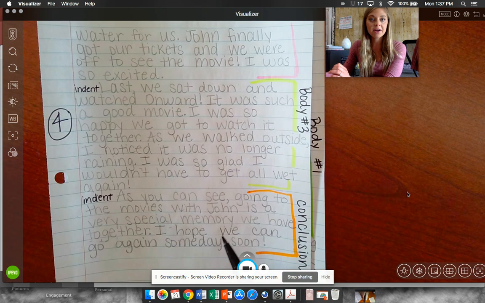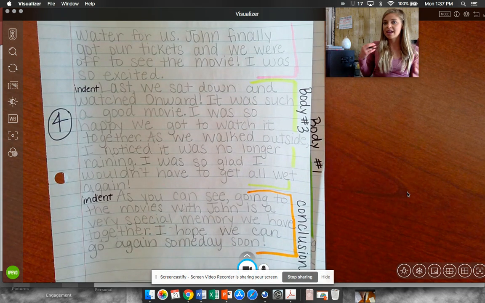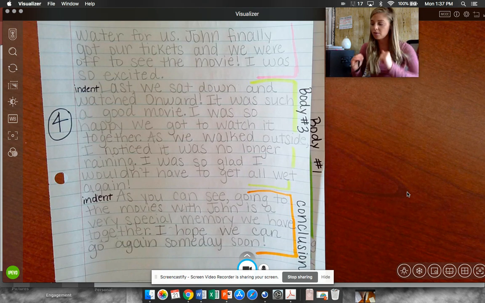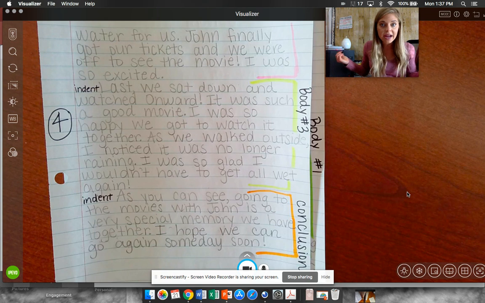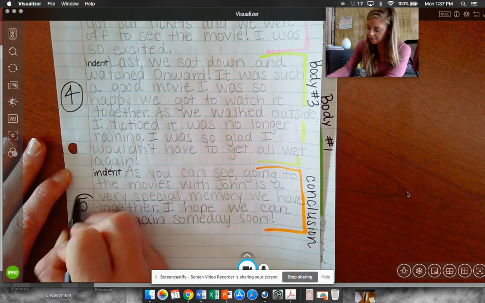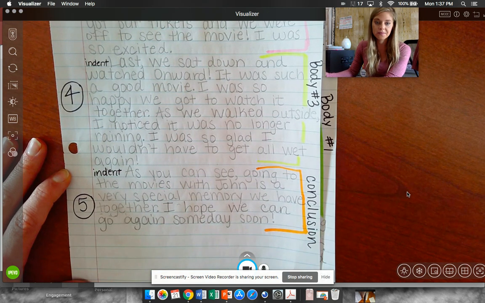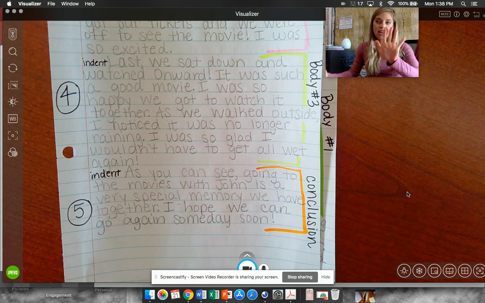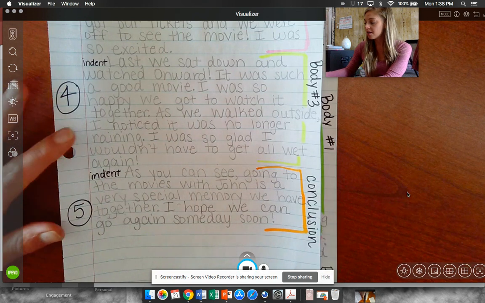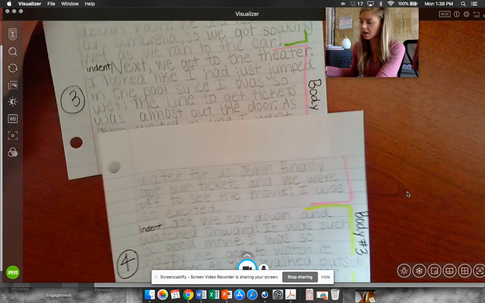Remember, the body paragraphs are like the hamburger and the tomatoes, ketchup, onion, all the tasty stuff inside the two buns. Or it's like an Oreo. Your body paragraph is like the filling of an Oreo. That's the best part, right? So then your last paragraph, your number 5, would be your conclusion. So altogether, you have 5 paragraphs in this narrative. Your body paragraphs will be the longest paragraphs you have. Okay? So here it is all together.